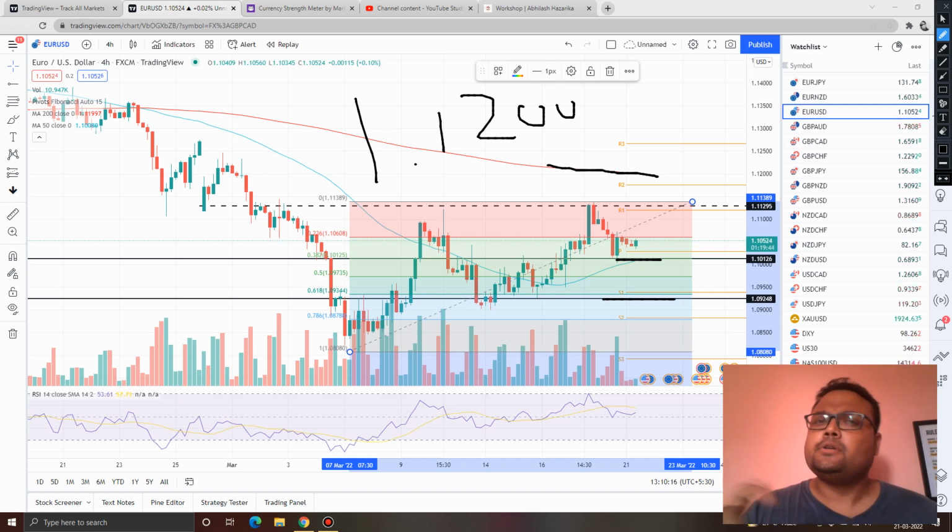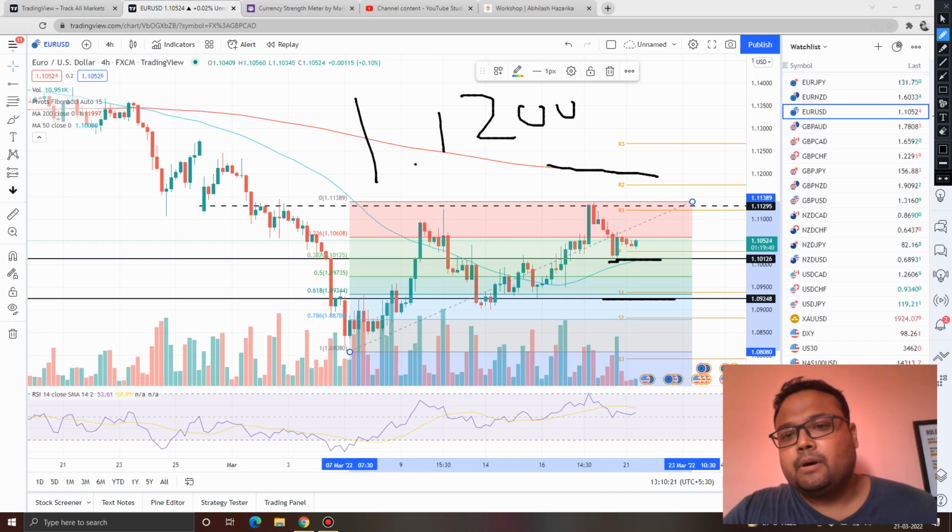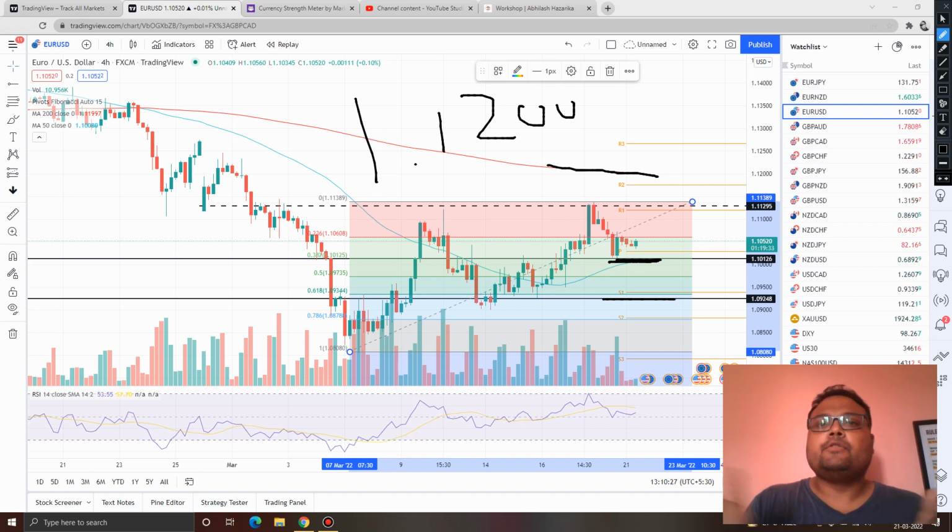If you have a buy position, stay in the buy position, no need to exit. As long as the market is trading above this level, you don't need to exit from the buy position. Be careful: Jerome Powell's speech will bring volatility and craziness in the market. So use proper risk management and a stop loss.